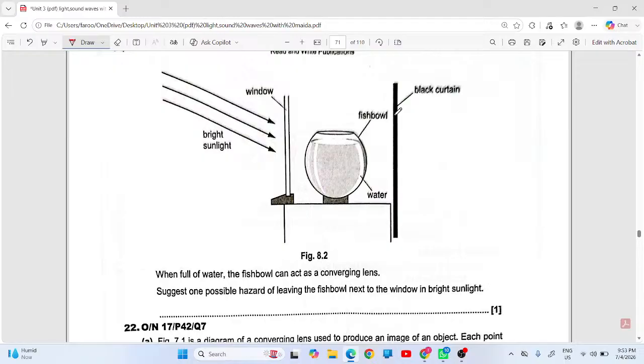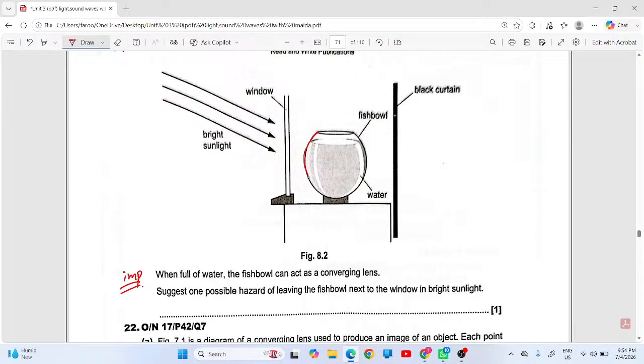ये important है question. Yes, जी बच्चे, why is it harmful if you place the fish bowl in this way? The light cannot come. It's just one possible hazard of leaving the fish bowl. जी, black. तो आएगी ना, window तो है.